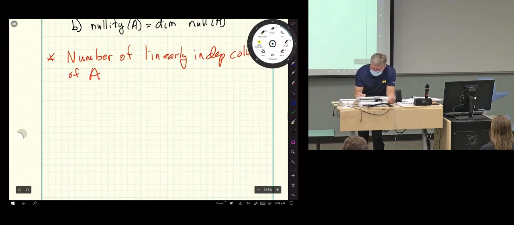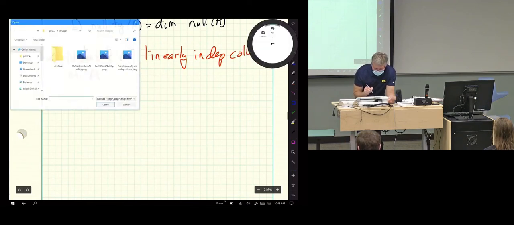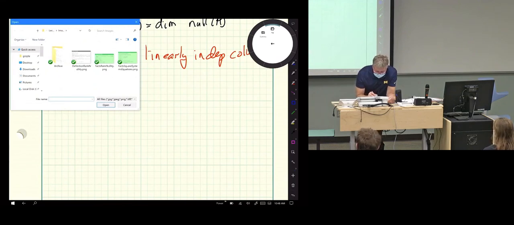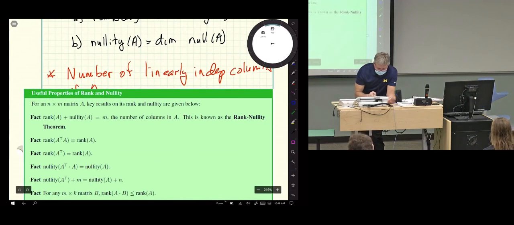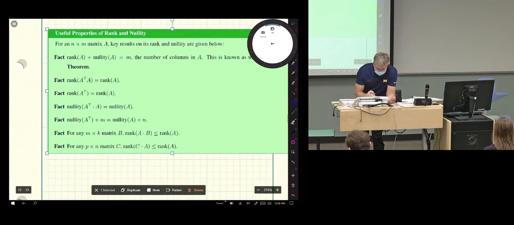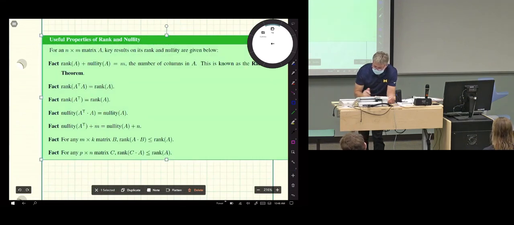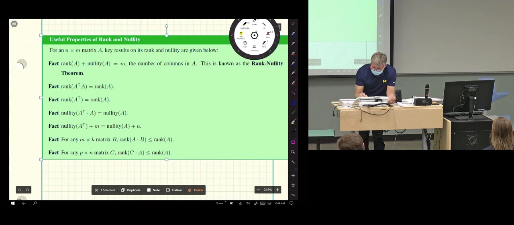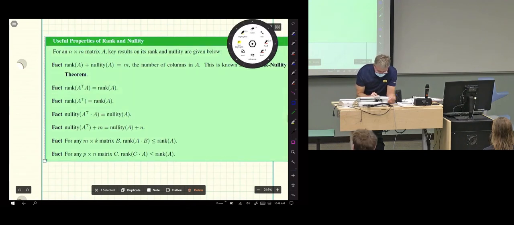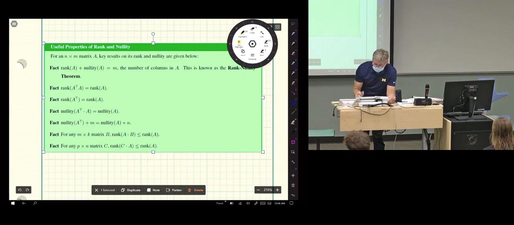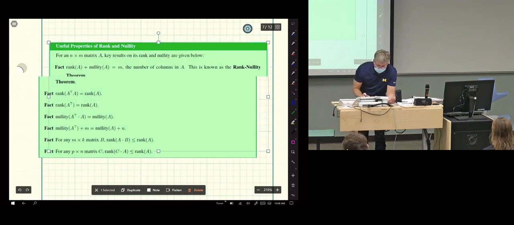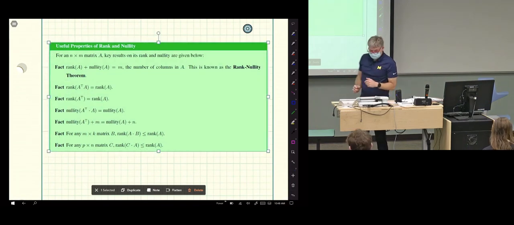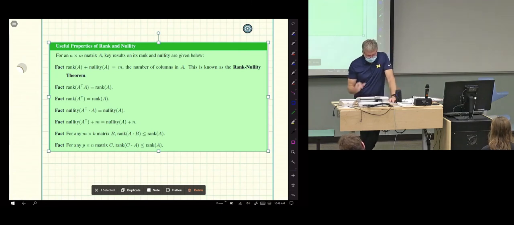Okay, so once we have these facts about nullity and rank... Ooh, gotta shrink it a little bit, sorry. Get out of the way. Okay, you guys can almost see that. At home, they can see it better.